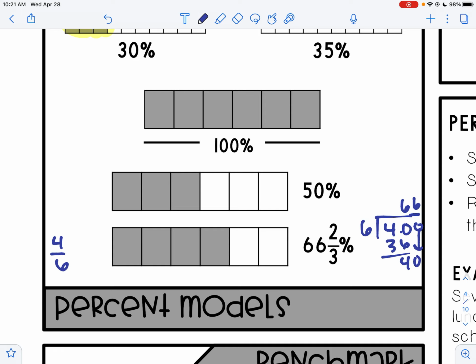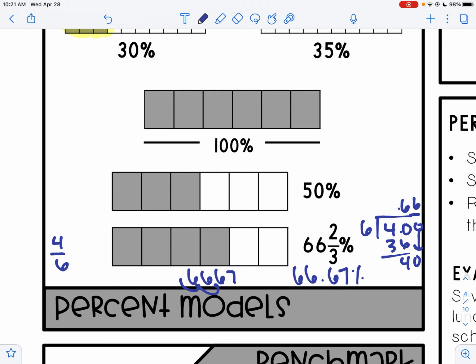Okay, look, and we're just going to keep going and keep going. So I would end up getting 0.6667. And then in order to turn a decimal into a percent, like we talked about yesterday, you just move the decimal over 2 times. So that's how I get 66.67% or 66 2/3%.